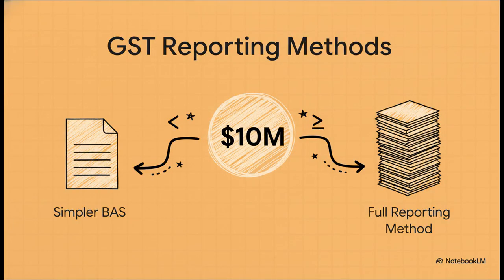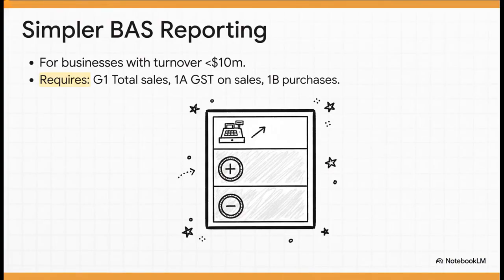As the source material specifies, if a business's GST turnover is below $10 million, it uses the simpler BAS reporting method by default. However, if turnover is $10 million or more, the business must use the more detailed, full reporting method. The simpler BAS method requires reporting on just 3 labels. These are G1, representing total sales, 1A for the total GST collected on those sales, and 1B for the total GST credits being claimed on business purchases.